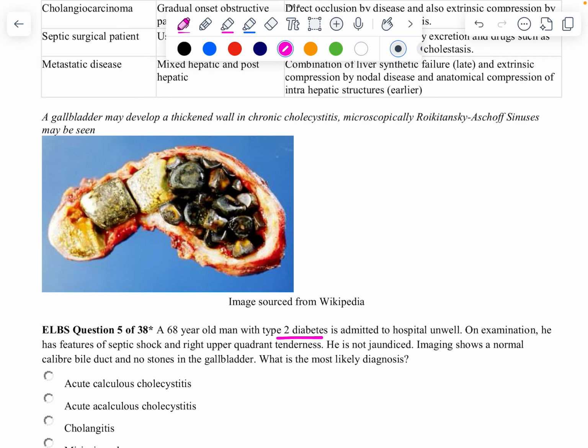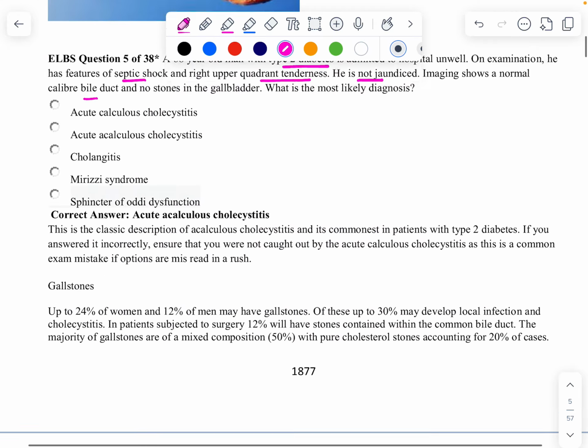A 68-year-old man with type 2 diabetes on oral hypoglycemics has features of septic shock and right abdominal tenderness, not jaundiced, with a normal bile duct and no gallstones. This is acalculous cholecystitis.